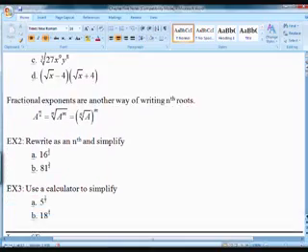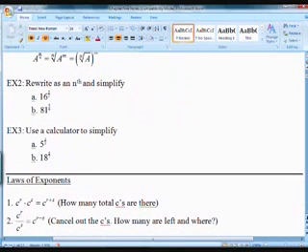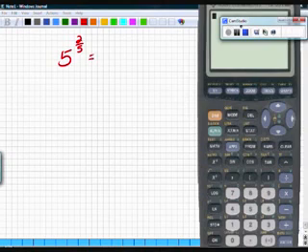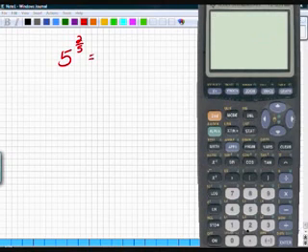Use a calculator to simplify the next ones. We have reasons for using the calculator. 5 to the 2/5 power. Can you do the 5th root of 5? No. So it says plug into the calculator. Let me show you how to use a calculator to type these in. So here we go. 5 to the 2/5.